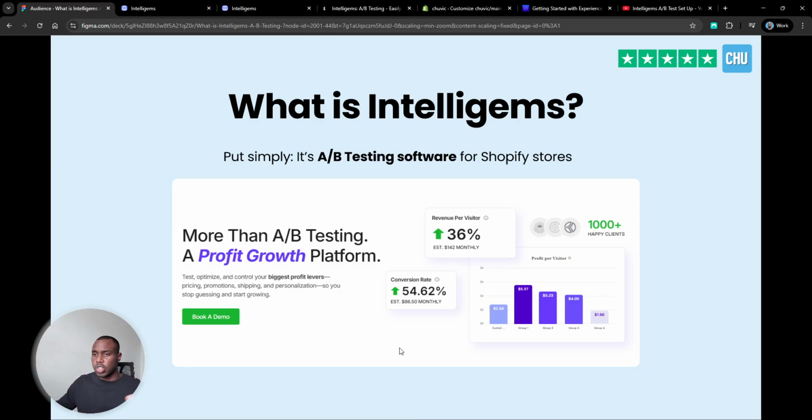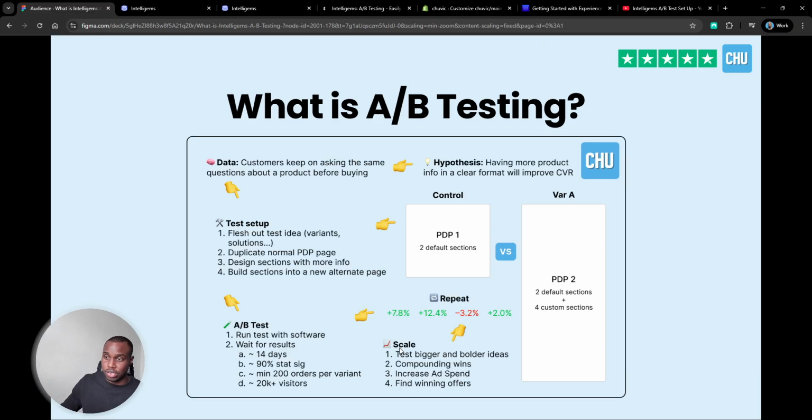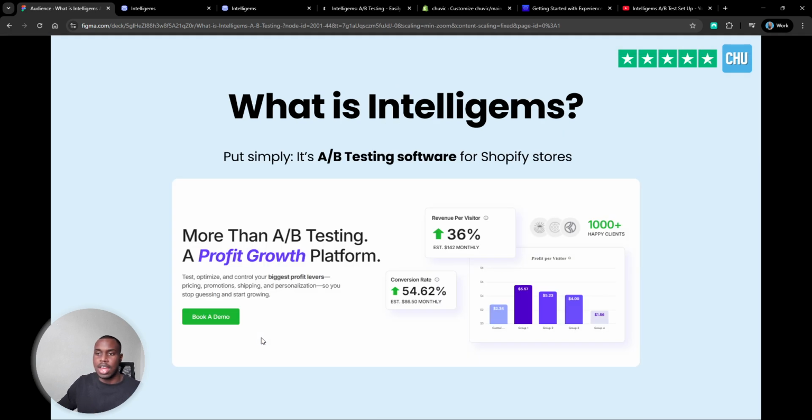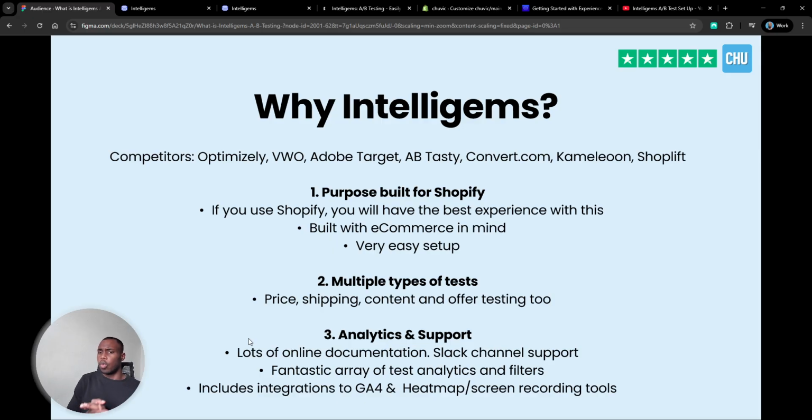So yeah, let's get into Intelligems and what Intelligems is specifically. Put simply, it's A/B testing software for Shopify stores. It's a software that allows you to do this specific step of A/B testing. Of course, they've got the whole marketing language that they use, and they say they're a profit growth platform, which is partly true. But at its core, it's just software that allows you to A/B test, and it's purpose built for Shopify stores.